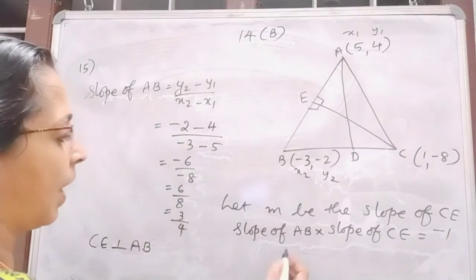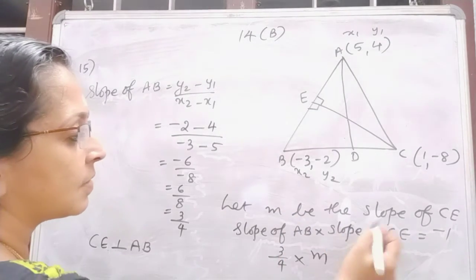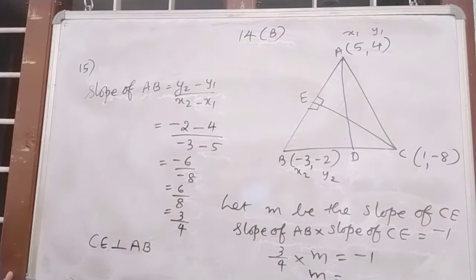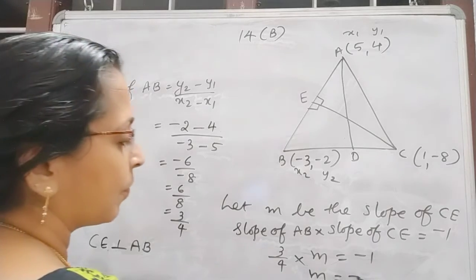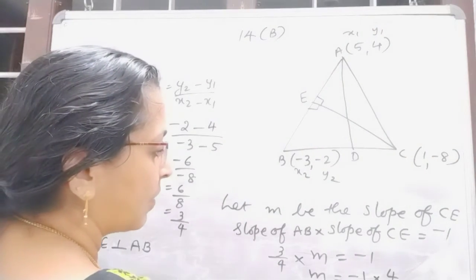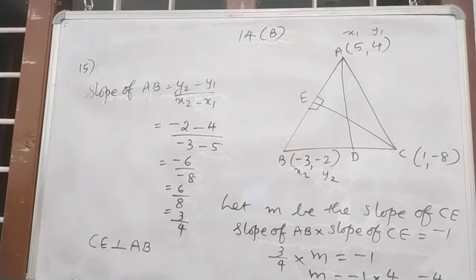Slope of AB we have 3 by 4, into M, which we assume is the slope of CE, is equal to negative 1. So what will be the slope of CE? That is, M is equal to what? Negative 1 into 4 by 3, which is equal to negative 4 by 3. So slope of CE will be negative 4 by 3.